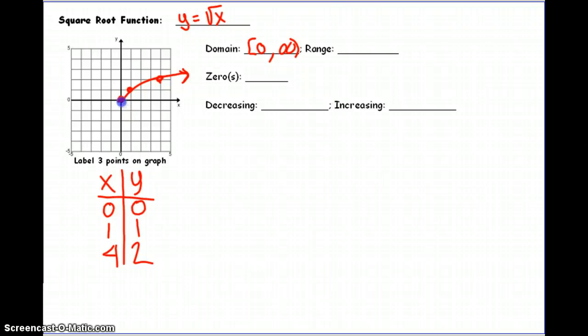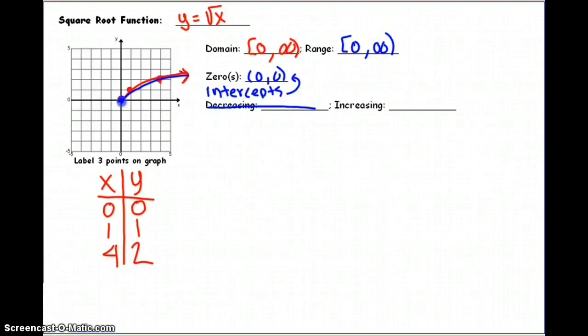Now again, for the range, I need to think. The lowest y value I can get is 0. Because this graph is continuing to increase, that means my range is going to go up to infinity. Now for the zeros, I can also call zeros intercepts. My intercepts or zeros are at 0, 0. And this function is not decreasing because when I start at the left and go to the right, it is increasing from 0 to infinity.